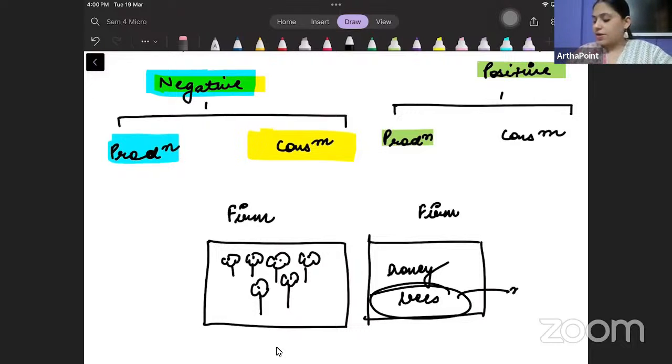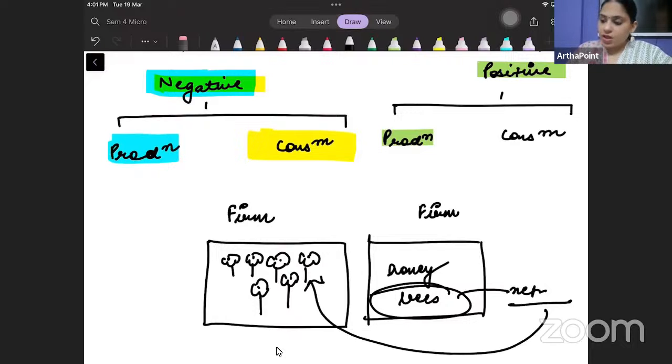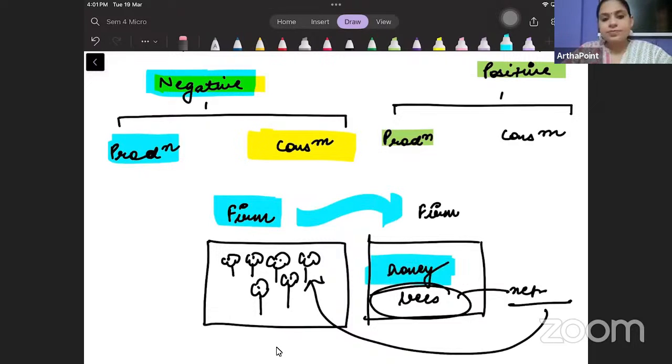And bees require nectar. And for that, they need to go to the flowers. So because of this, the firm is able to get good quality honey. This is a positive production externality. Right? Then beta, we have positive consumption externality.